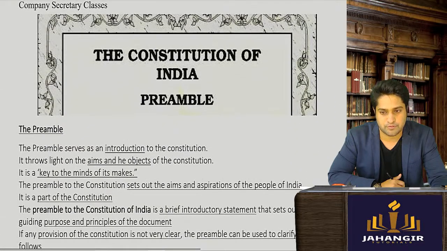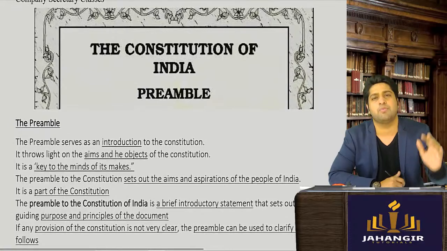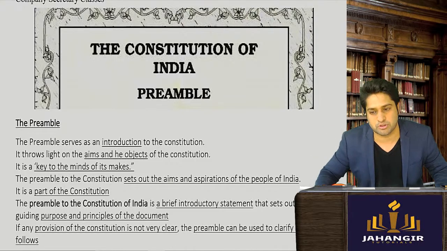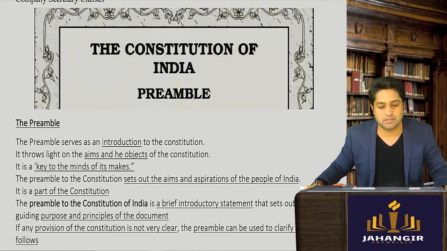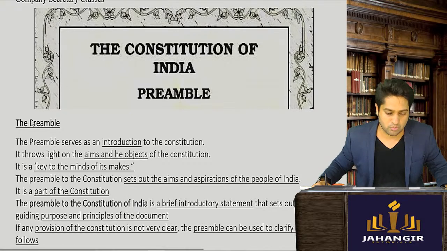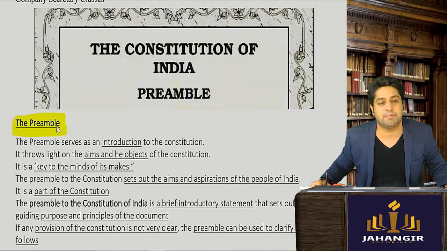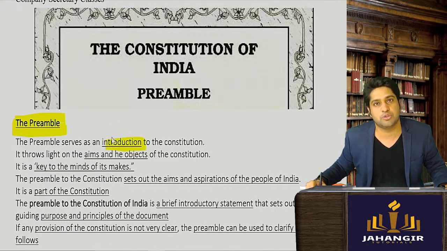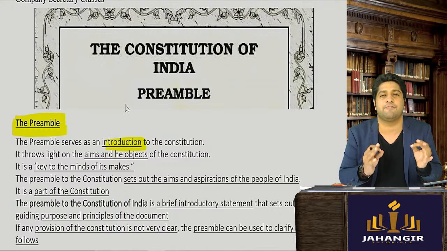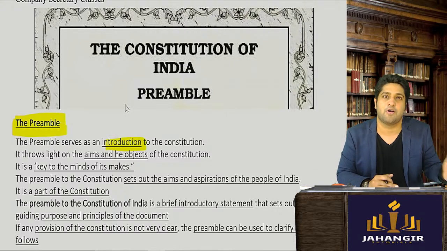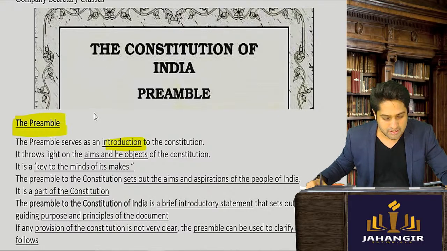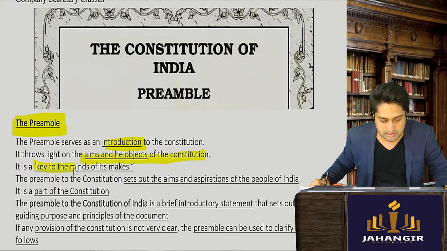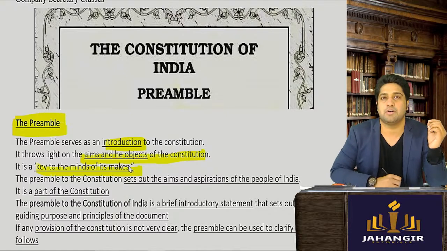Now the first part we start. We've seen the Constitution when it was adopted, and we've seen all the articles of the Constitution. Now we will start with the Constitution. Whenever you open the Constitution, you will find the preamble. A preamble is an introduction to the Constitution. It contains the basic ideas and philosophies of the Constitution. It throws light on the aims and objects of the Constitution. It is a key into the minds of the makers.